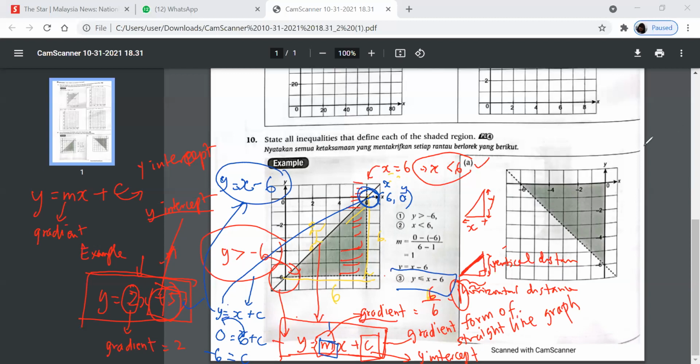Wait, teacher, how do you determine if it's more than or equal to? After that you see this is the line, y equals. Shade where? Shade down, right? Shade down will be more than or less than? Down is less than. And there is no dotted line, so it's less than or equal to x minus 6.